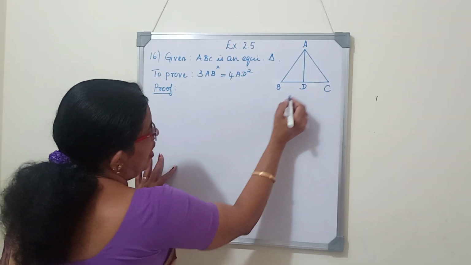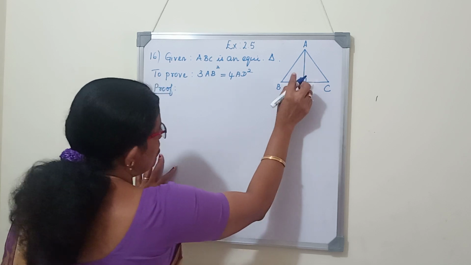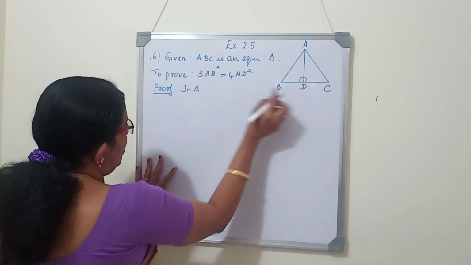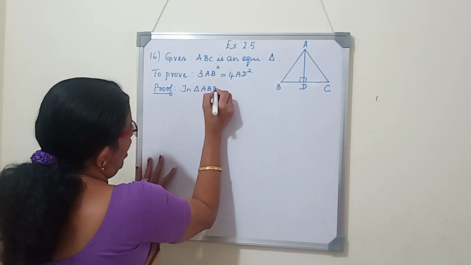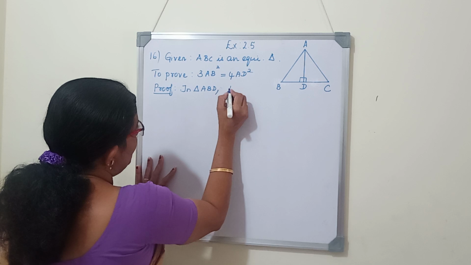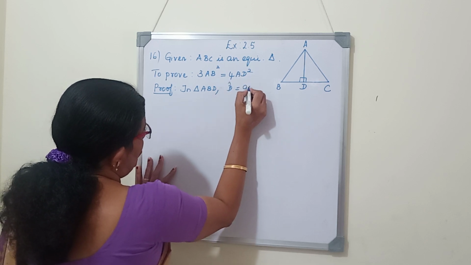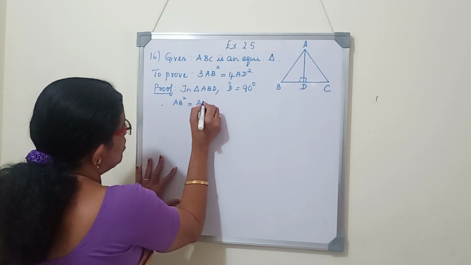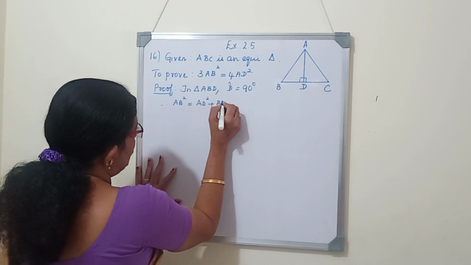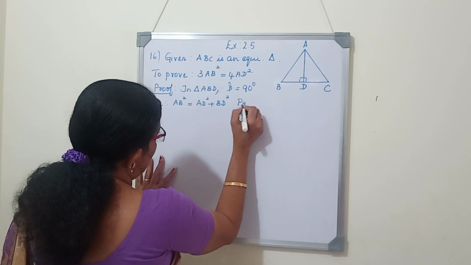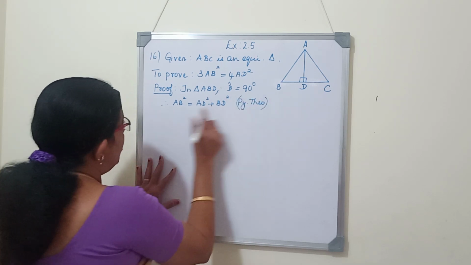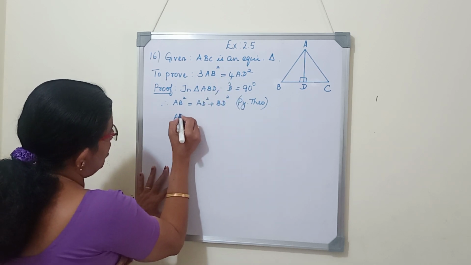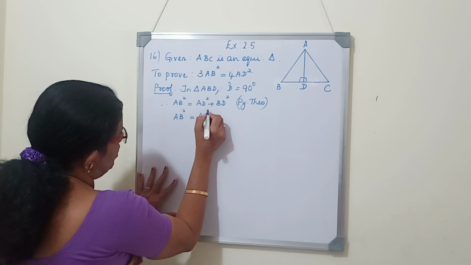So first we will consider any one triangle and apply the Pythagoras theorem. So we will write in triangle ABD, angle D is equal to 90 degrees. Therefore, AB square equals AD square plus BD square. Here we want to get 3AB square equals 4AD square. So here AB square we will write as it is, AD square also as it is.